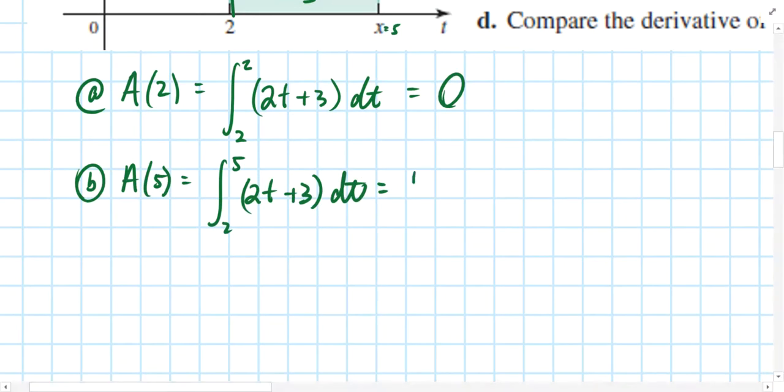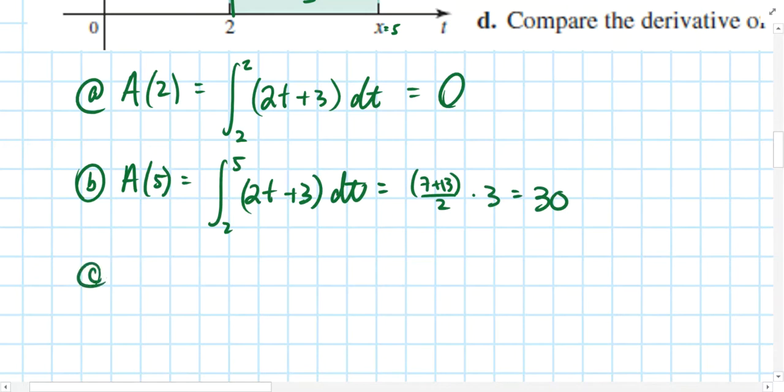And therefore, the area using our trapezoid formula would be 7 plus 13 divided by 2 times 3, which ends up being 10 times 3, or 30 square units.